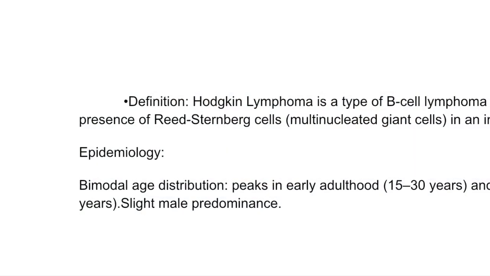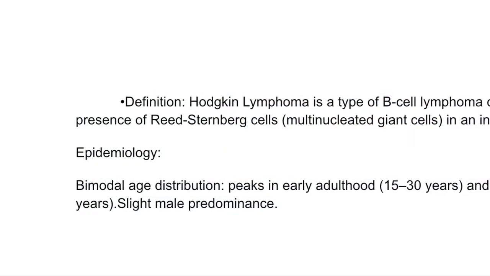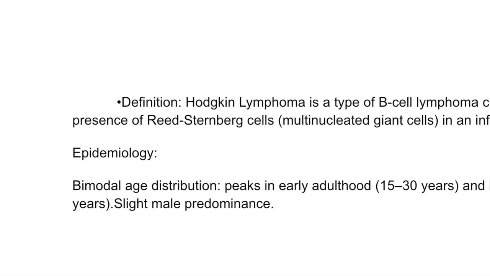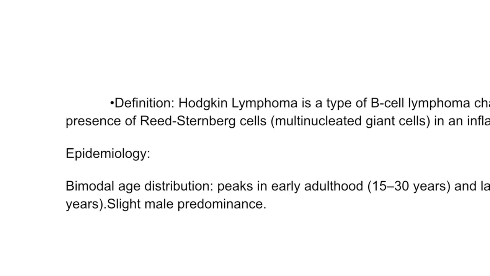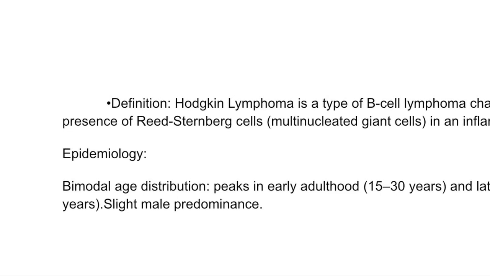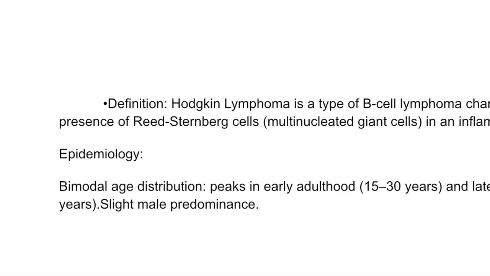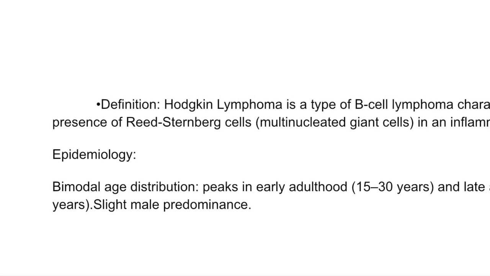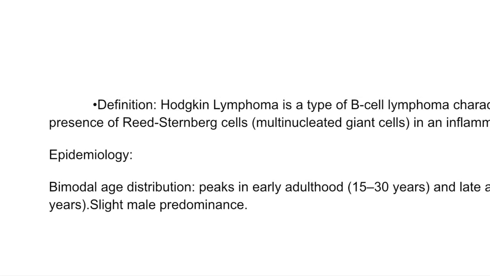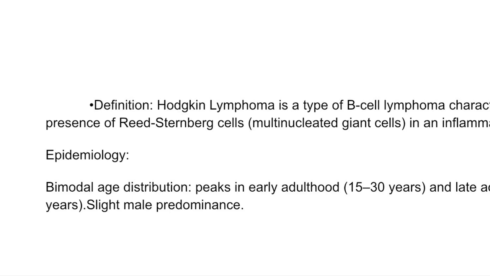Hodgkin lymphoma is a unique B-cell lymphoma defined by Reed-Sternberg cells in an inflammatory background. It has a bimodal age distribution, with peaks in early adulthood between ages 15 and 30 and late adulthood beyond 55. While it slightly favors males, its presentation and outcomes depend significantly on subtype and stage.